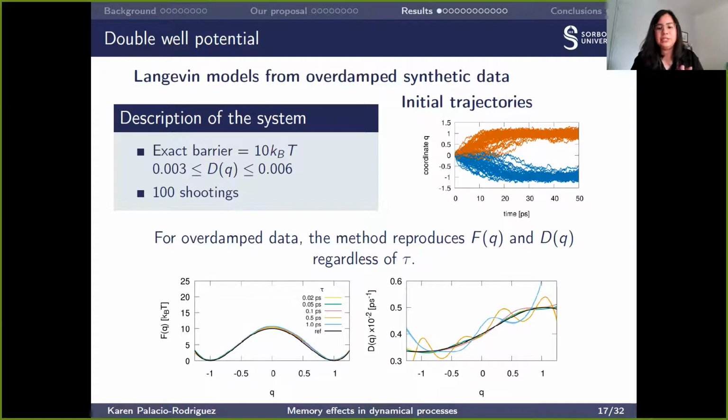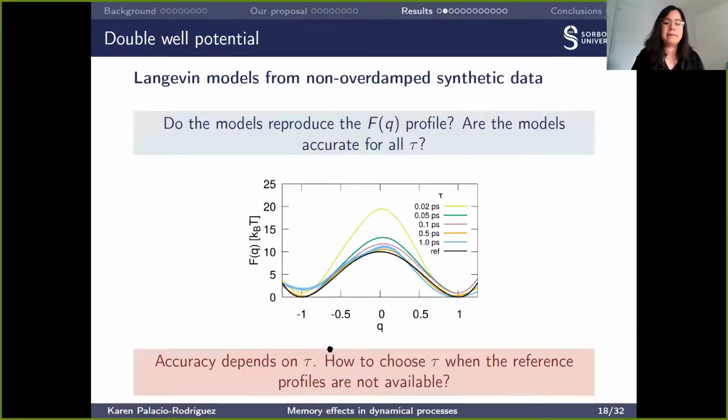This is because when you increase tau, you have less data to construct the Langevin model, and also the approximate propagator you have is supposed to work only for a small tau. So if you go to big tau, you have to be careful with the accuracy of the propagator. Now that we know that we are able to construct consistent Langevin models, we can go further and study a system with memory.